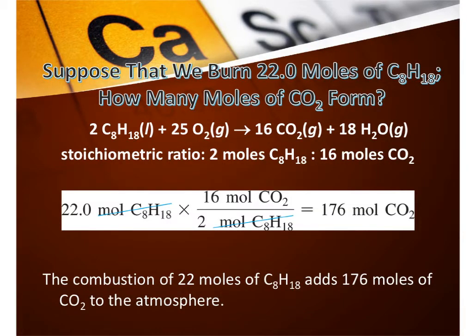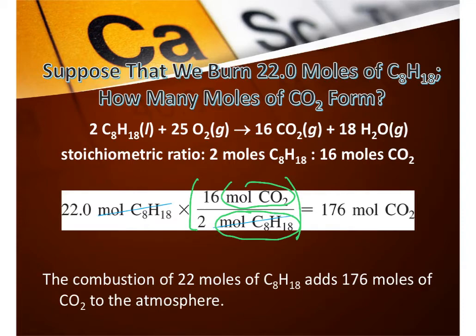Let's go ahead and do a calculation using mole ratio. Mole ratio is going to be used as a conversion factor. Conversion factors are always a ratio with one unit in the numerator and a different unit in the denominator, and they just allow you to switch from one unit to another.